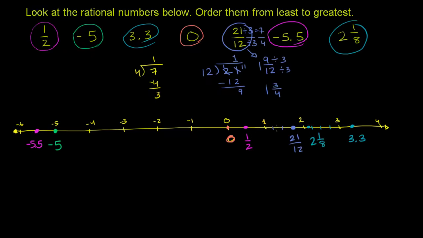You didn't have to plot the exact locations if you were trying to just order them, but it doesn't hurt to see exactly where they sit when we order them. So now we've essentially ordered them because we stuck them all on this number line. The order is negative 5.5 is the smallest, then negative 5, then 0, and then positive 1/2, then 21/12, then 2 and 1/8, and then 3.3. And we're done.